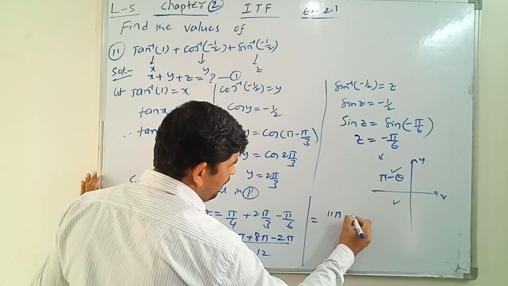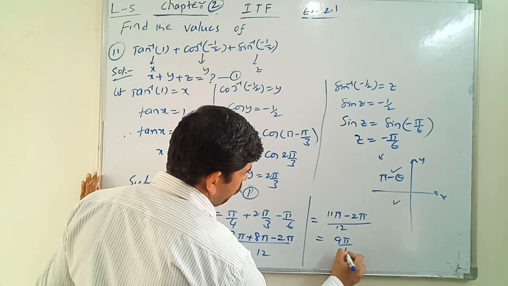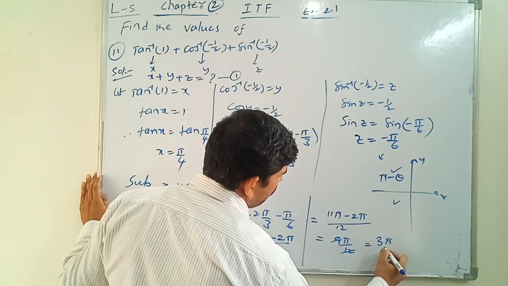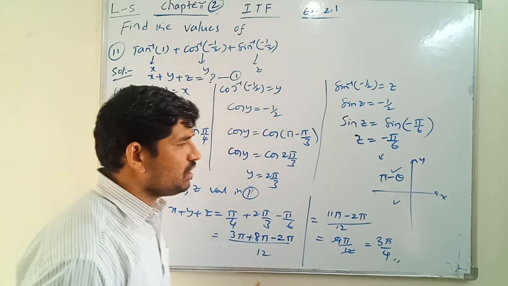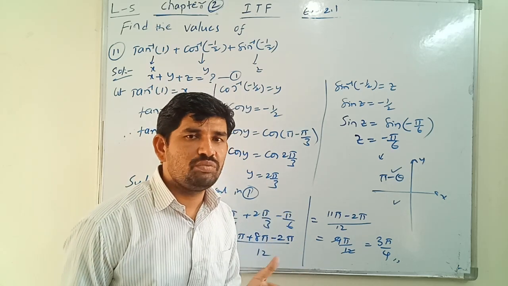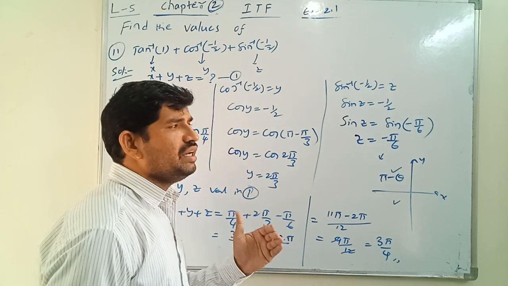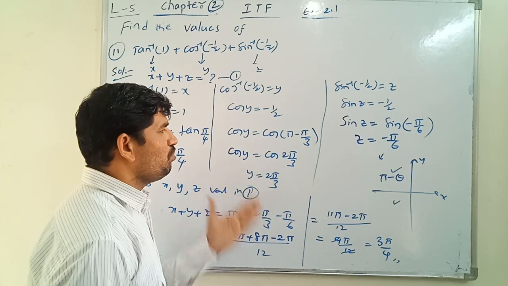11 pi minus 2 pi by 12, and the next one, 9 pi by 12, gets cancelled, 3 times 4 times. So finally we got 3 pi by 4 as the answer. Okay, so this is the process we are doing here, but there are some properties of the inverse trigonometric functions in front of exercise 2.2. Suppose you already know the properties of the inverse trigonometric functions, you can immediately apply them to get the answer.